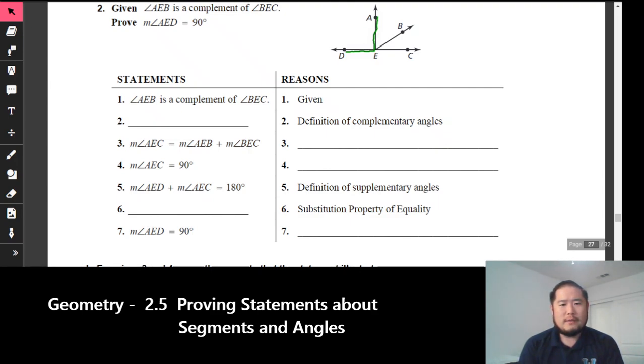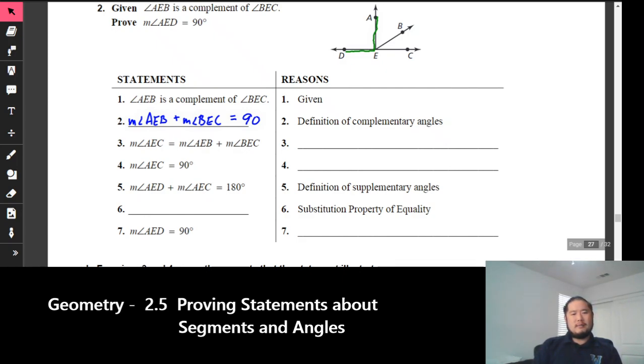However, the reason for number 2, they put right here: definition of complementary angles. Well, what do I know about complementary angles? We said it was 2 angles that add up to 90 degrees. So let's go ahead and make that statement right here: the measure of angle AEB plus the measure of angle BEC, those 2 angles are equal to 90 degrees. We said they're complementary angles, they add up to 90.